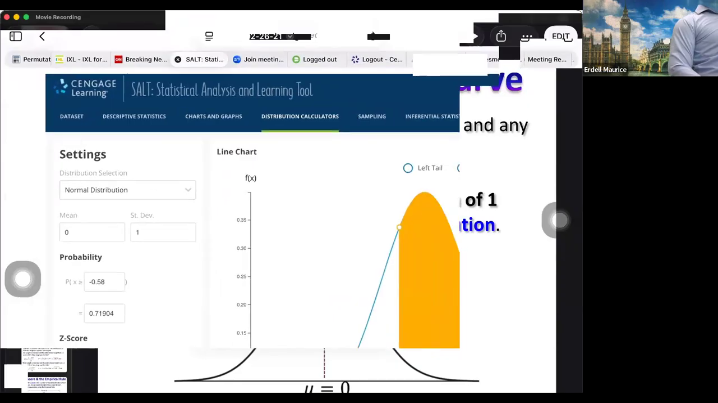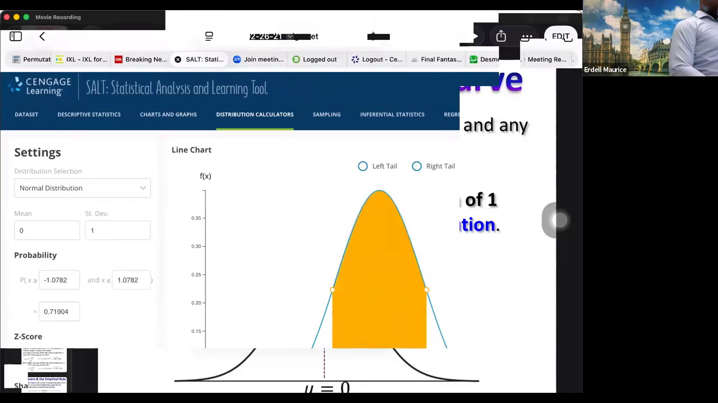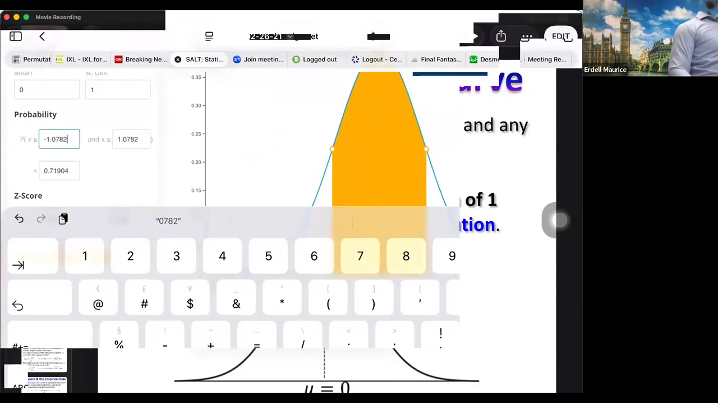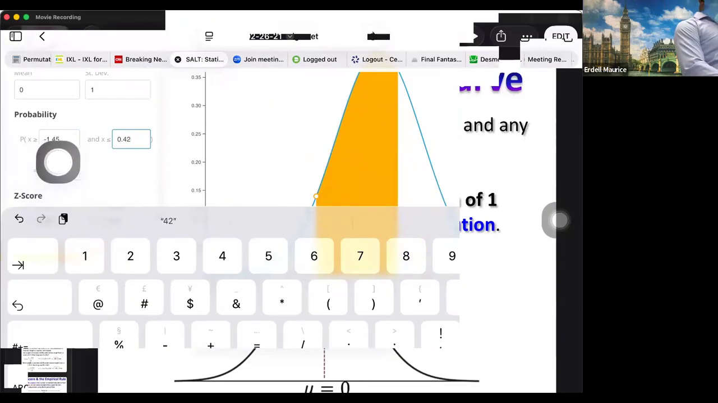And then we go over here and we select between. The question literally said between. And then we simply put in two numbers, which I have already forgotten. It was negative 1.45 and then positive 0.42. Like so. And then this right here is your answer. The probability that we're between z equals negative 1.45 and 0.42, that probability is 0.58923. Questions there?